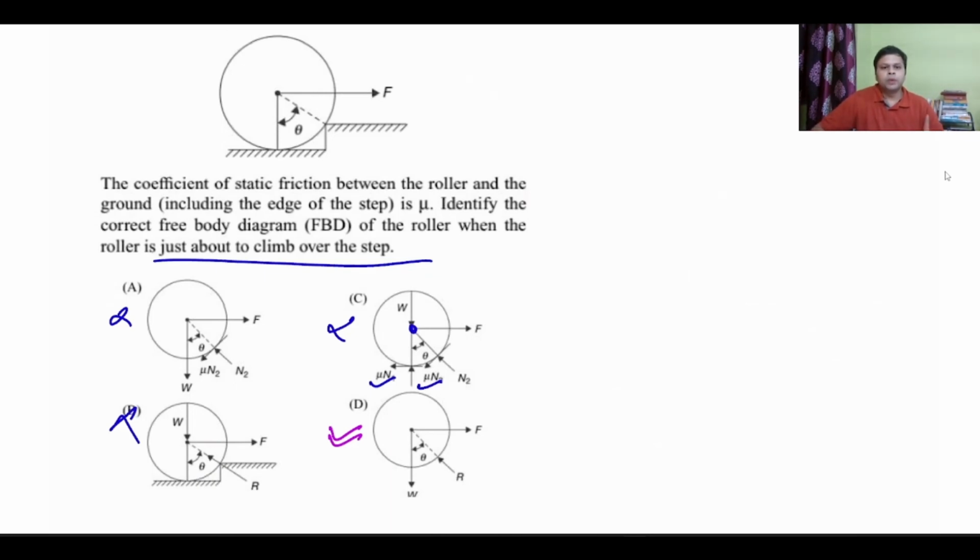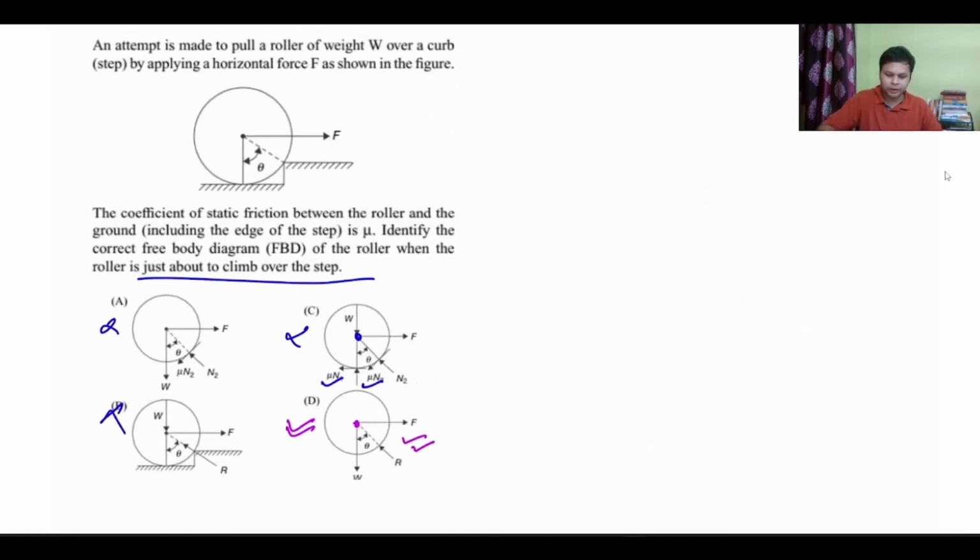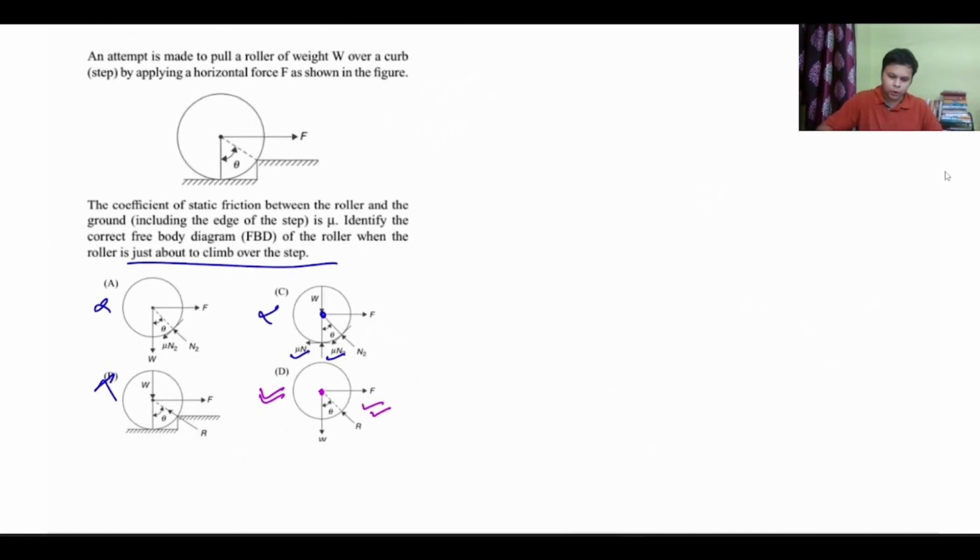So this is one way. The second way, I'll tell you: if three forces are acting on a body and the body is in equilibrium, all three forces should be concurrent. So you can see, if this is the center, three forces F, R, and W are acting on this body. All these three forces should be concurrent. So that way also you can predict that this is the right answer. Okay, simple question. Let us now move on to the next question.